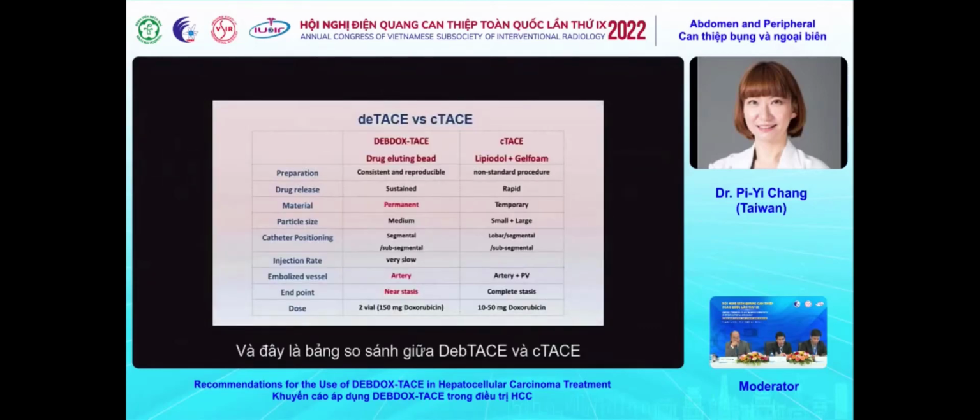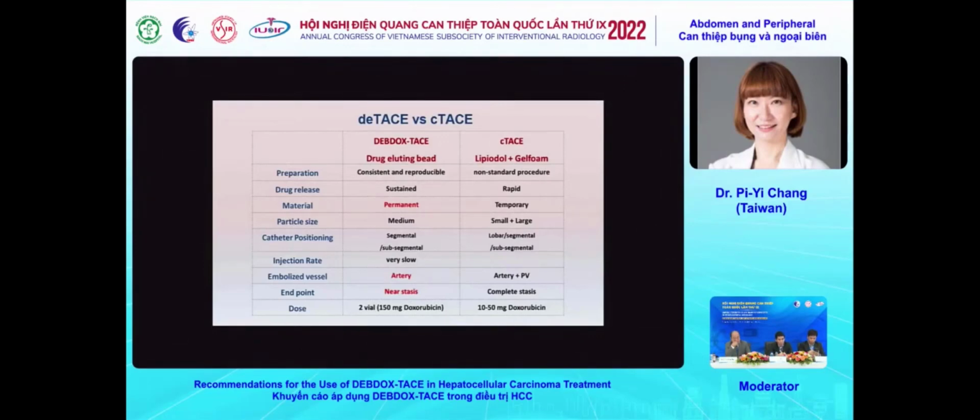And then this is a comparison table between DEB-TACE and C-TACE. And I have already mentioned that in my previous lectures. So you can see the DEB-TACE, the preparation is consistent and reproducible, and the drug release is sustained. The material of drug-eluting bead is permanent. And then the particle size, we know that it's medium size.